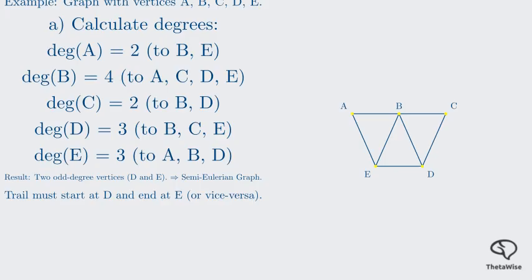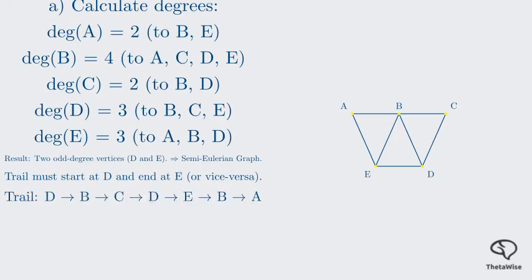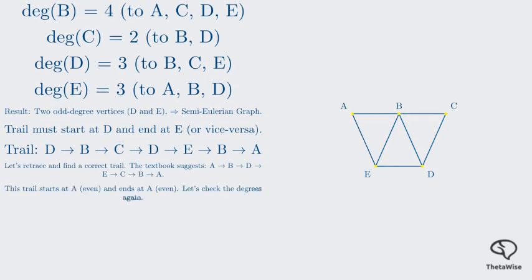Let's try to find one starting at D. A possible trail is D to B, then B to C, then C to D, returning to D momentarily, then D to E, then E to B, and finally B to A. Let's trace that on the graph. D to B, B to C, C to D, D to E, E to B, and B to A. This trail uses every edge exactly once and ends at A. But A is not E, which is our other odd-degree vertex.